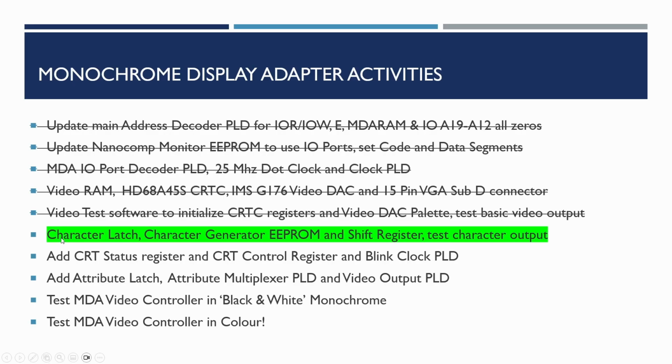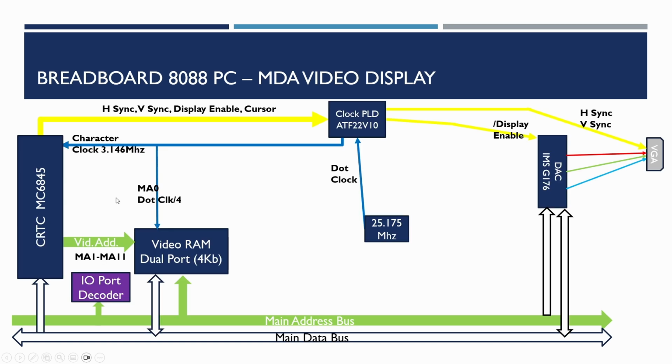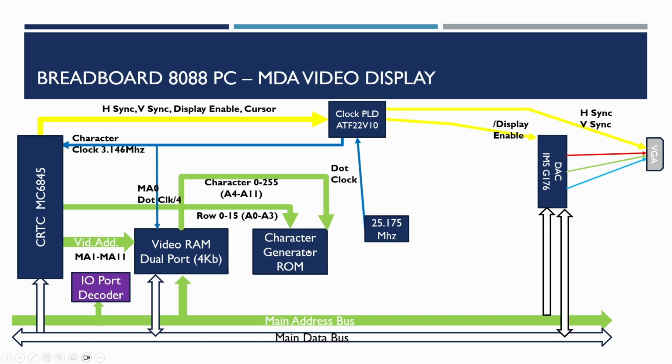So in this video we're going to be looking at adding the character latch, the character generator EEPROM and the shift register, which is necessary to serialise the raster image of the characters, and then we're going to test the character output. Now, if we look at the block diagram, then last time we added the CRTC, video RAM and the digital analog converter. And in this video, we're going to be adding the character generator on.